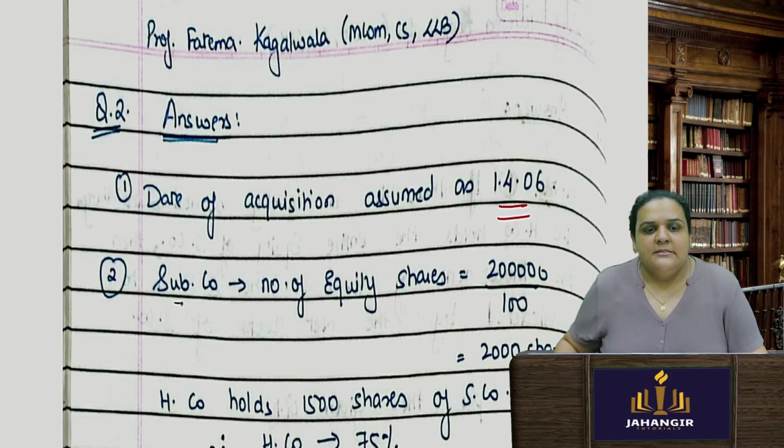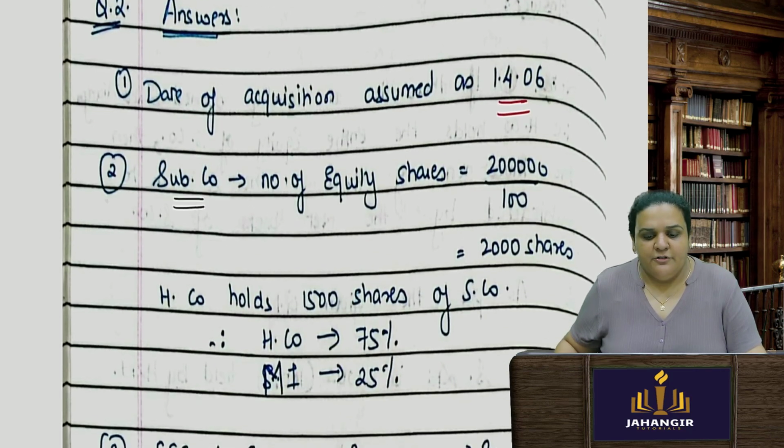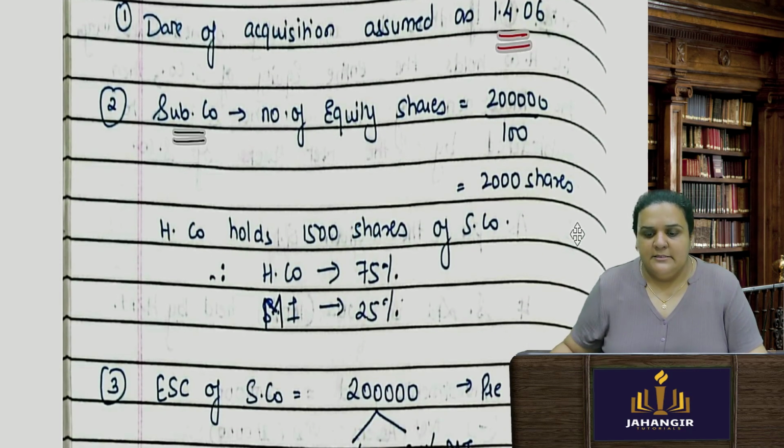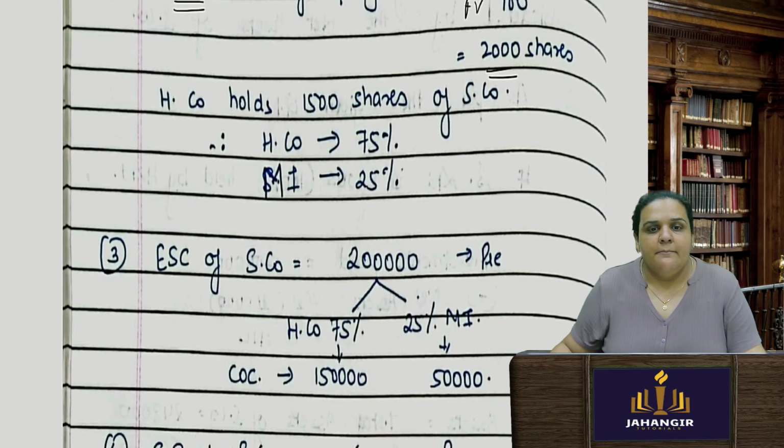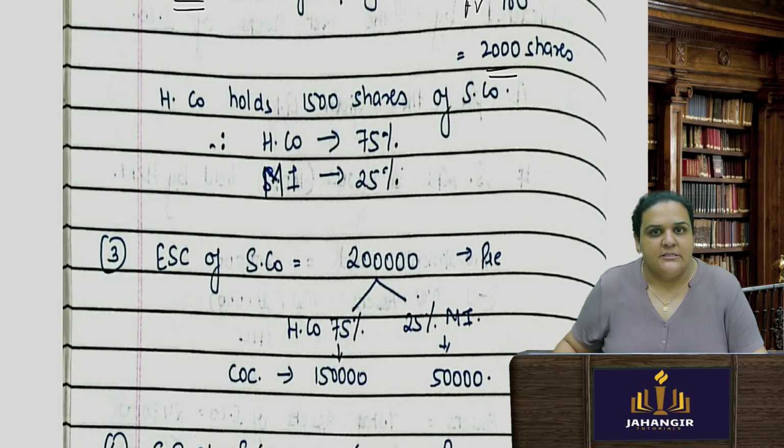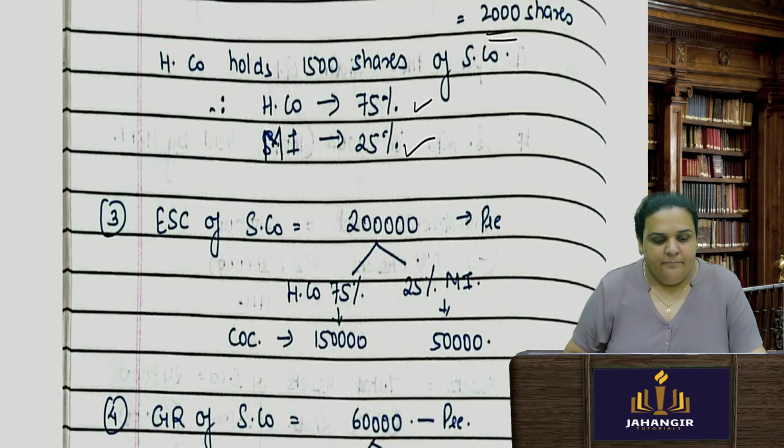Next, subsidiary company, number of shares: 2 lakhs divided by 100. 100 is the face value. So we have 2000 shares. From there, they are saying the holding company is holding 1500 shares. So what is the holding percentage? 75% and 25%. The balance 25% will be minority interest.